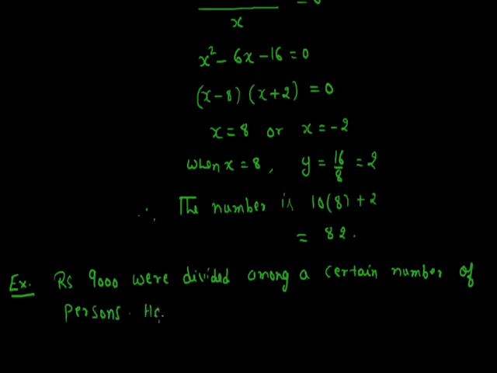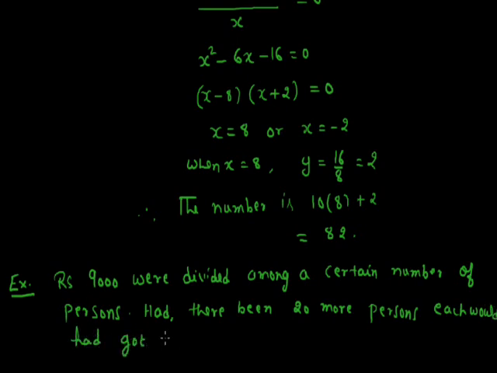Had there been 20 more persons, each would have got rupees 160 less. Find the original number of persons.